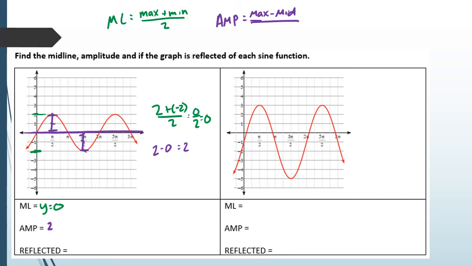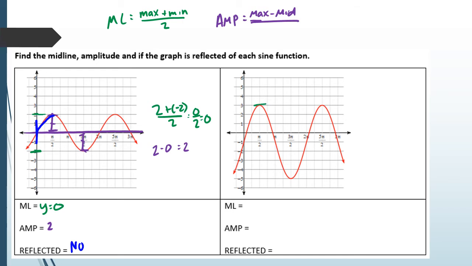And then finally, if it's reflected or not. So when we start, our graph starts going in the positive direction. Okay, starting at 0, so that means that it is not reflected. Okay, if it were going down, that would mean it is reflected. Okay, so let's try a couple more here.